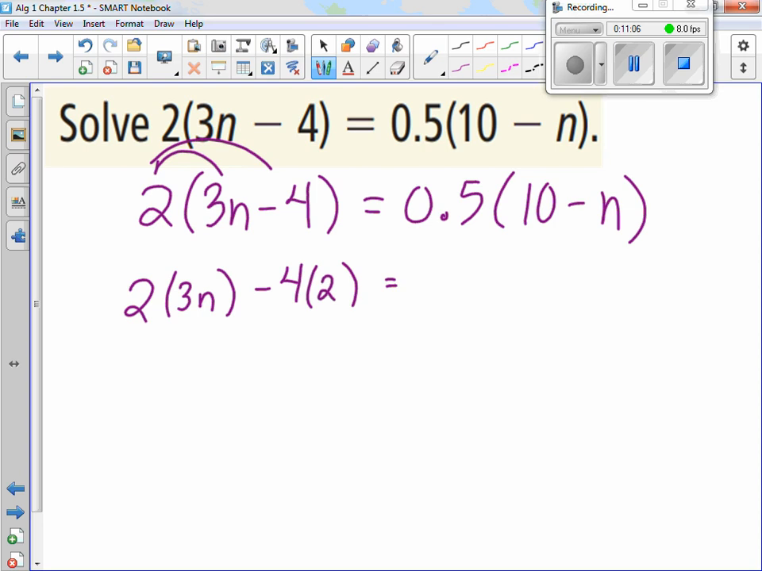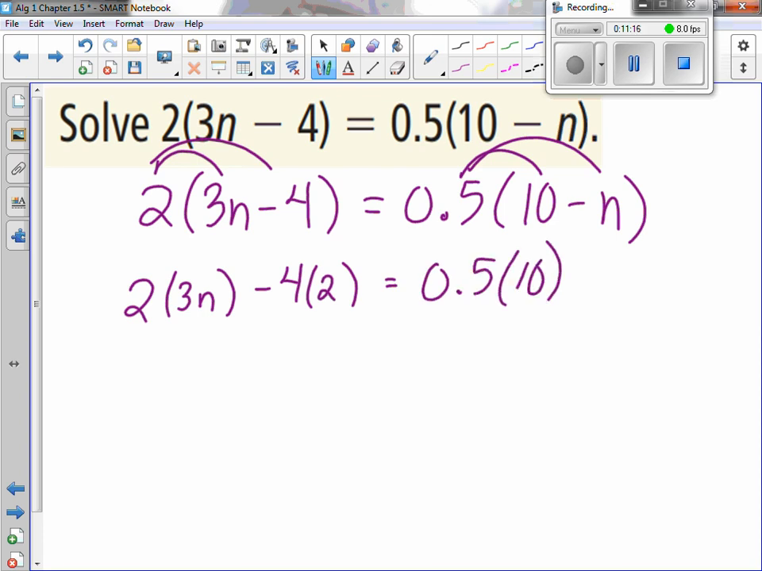I have to do the same thing on the other side, don't I? Because we have to do 0.5 times 10 and 0.5 times negative n. So I'm going to have 0.5 times 10, and negative n times 0.5. So we have to multiply through because of the distributive property. Now we can multiply some of these out. What would 2 times 3n be? 2 times 3 is 6n.